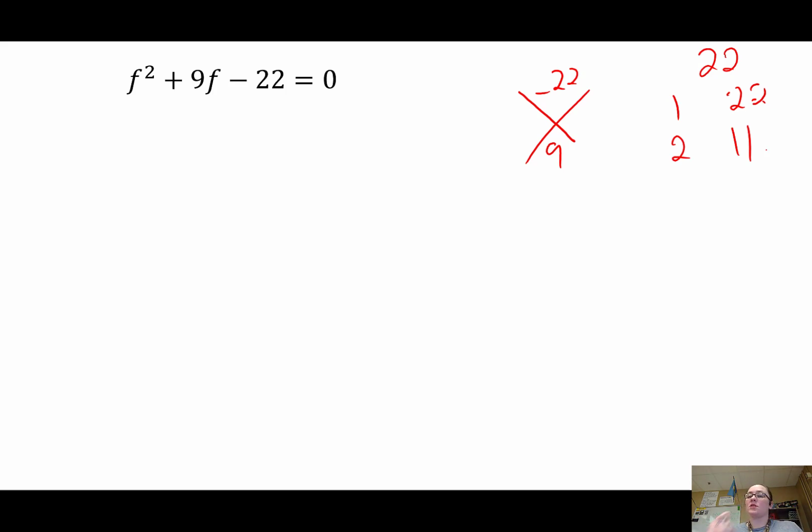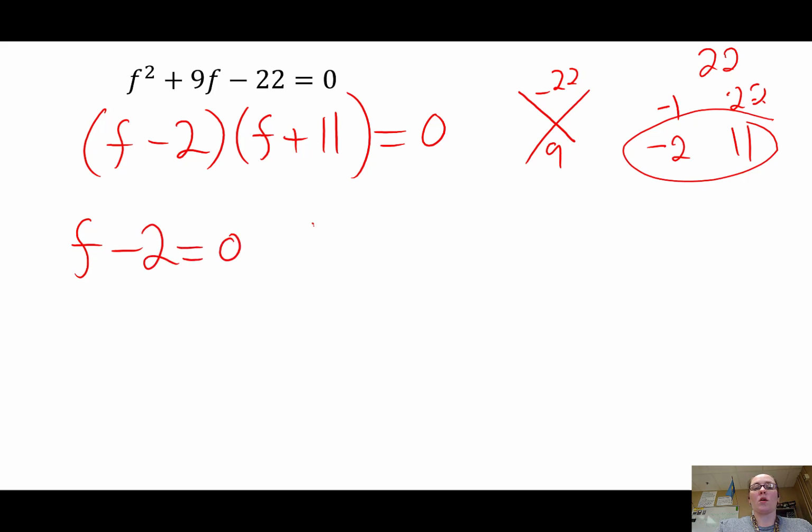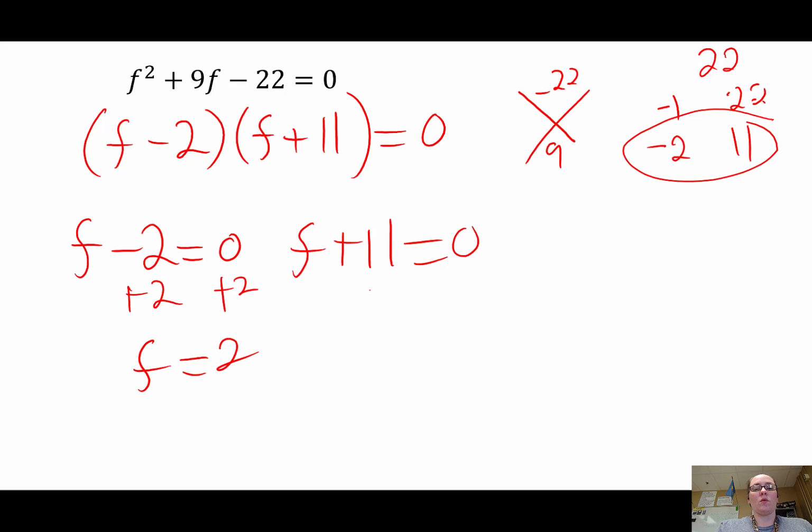So which of these add to 9? Well, since 22 is negative, again, one of the factors has to be negative. So we know the smaller one is negative since b is positive, and 11 and negative 2 are the only ones that would add to positive 9. So we get f minus 2 times f plus 11, and that's going to equal 0. So either f minus 2 equals 0 or f plus 11 equals 0. So add 2 to both sides, and I get f is equal to 2, or we can subtract 11 and get f is equal to negative 11.